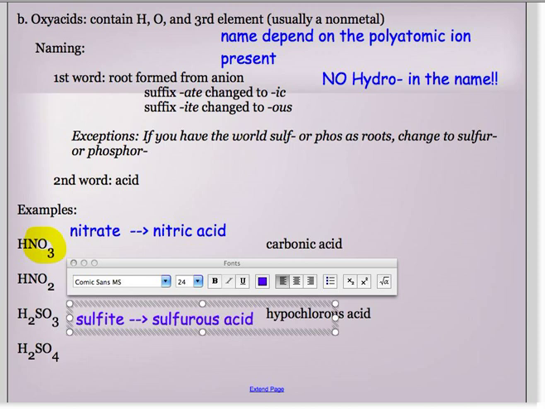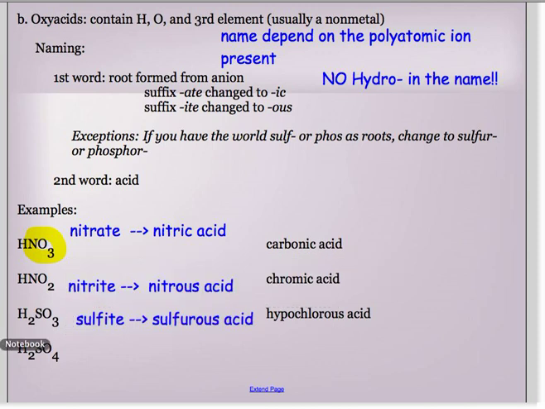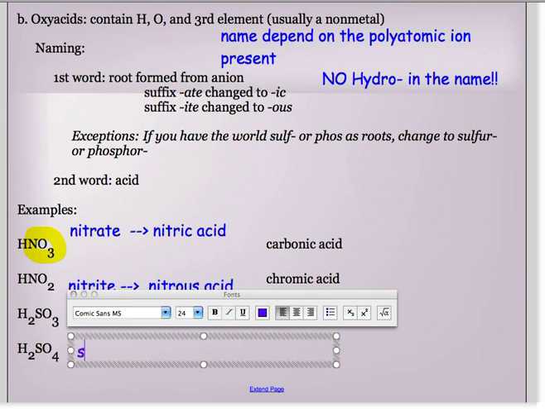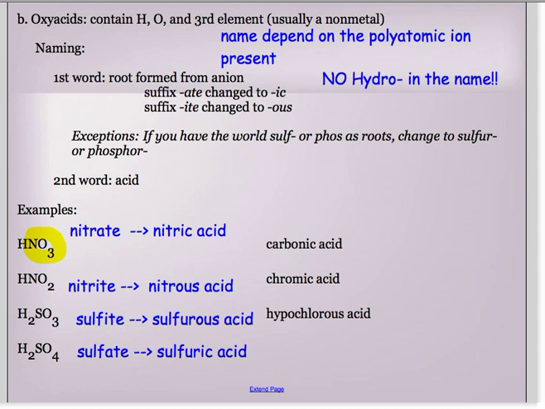And then this guy at the very bottom here is definitely an oxyacid, starts with an H, has oxygen in it. SO4 is sulfate. Same rules apply, it would be sulfic. And again, just to make it a little easier, they add the sulfuric, and you've probably all heard of sulfuric acid before. Going backwards, again, you're going to notice there's no hydro in their names.